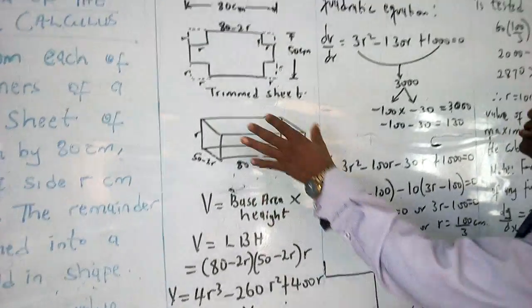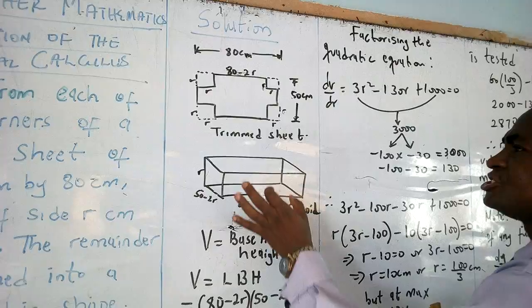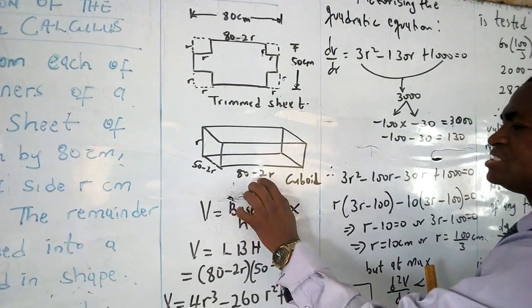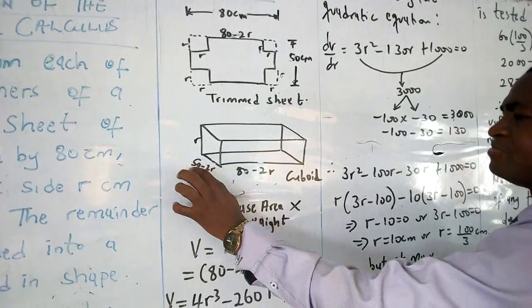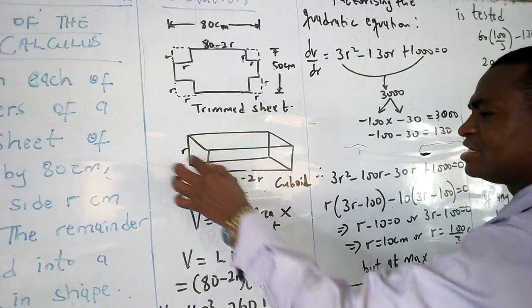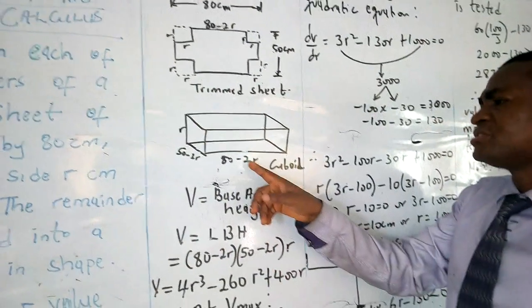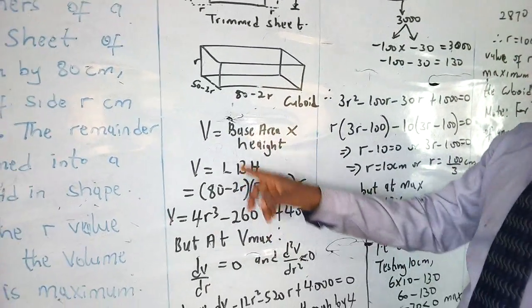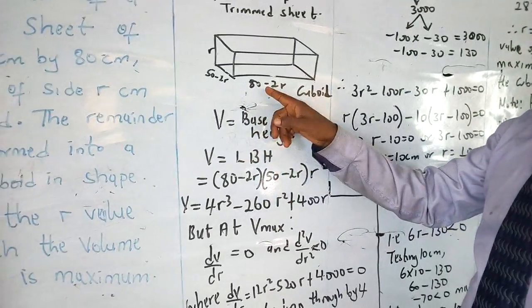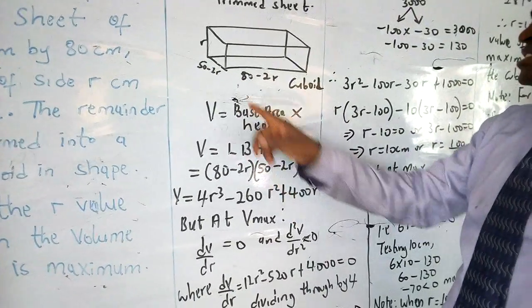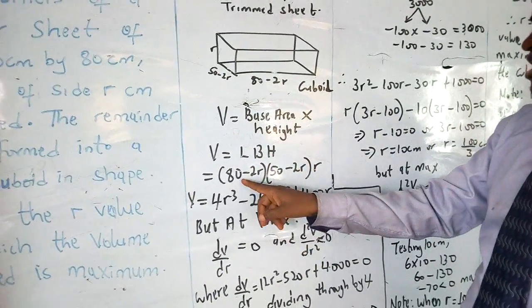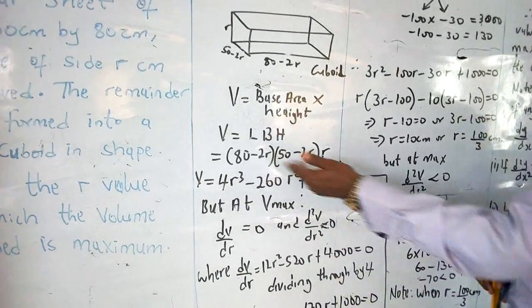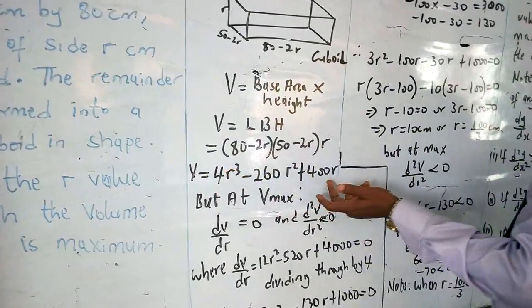Now, when we use this particular sheet of metal to form a cuboid, we have the length of the cuboid to be 80 take away 2r, the breadth 50 take away 2r, and the height is r. The volume of this cuboid is base area times height, and the base is length by breadth. Therefore, the volume is (80 minus 2r)(50 minus 2r)(r). Now, when we open the bracket, we have the volume to be this.